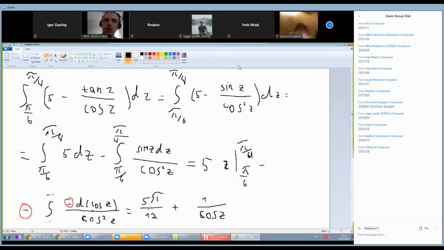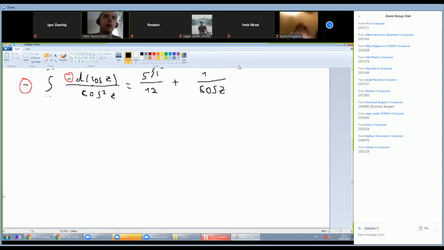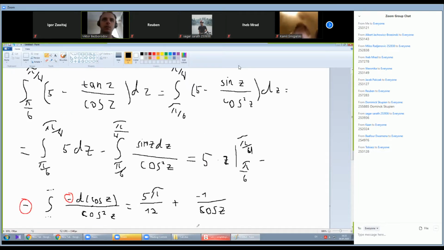So we have here plus. And then if we take this integral, it's still going to be a minus, right? So this minus we ignore, and this minus we ignore. But the integral of dx over x squared equals -1 over x, right? So we still have here -1 over cosine z, and then the limits are the same.